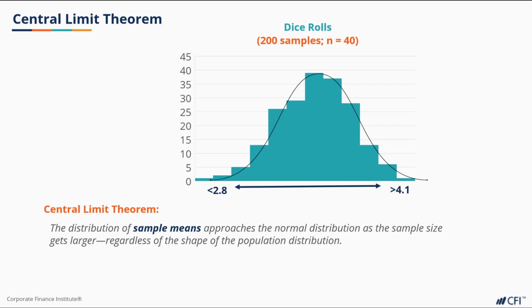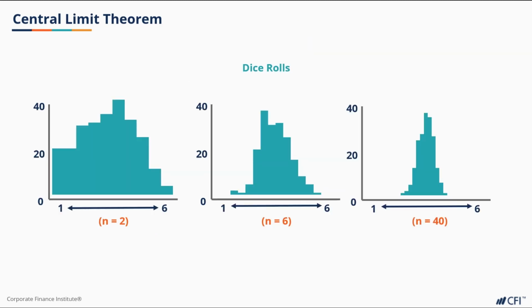This is a beautiful thing. With a large enough sample size, our sampling distribution will be well modeled by the normal distribution. This allows us to apply certain statistical tools, such as the empirical rule, on our samples for any population. Another aspect of the central limit theorem is that as our sample size grows in size, its spread decreases.